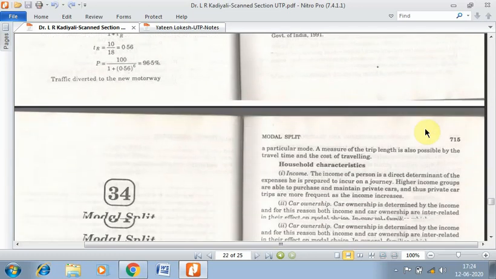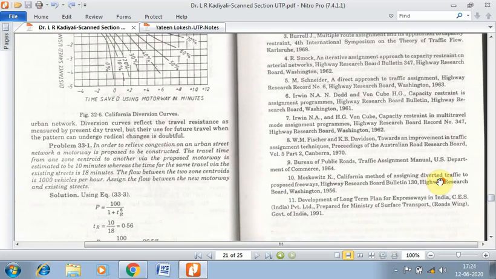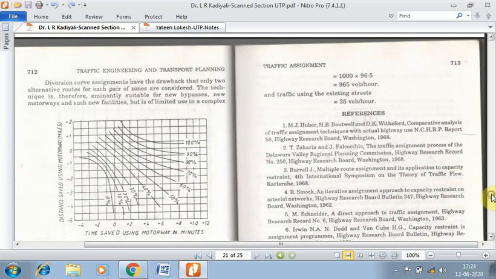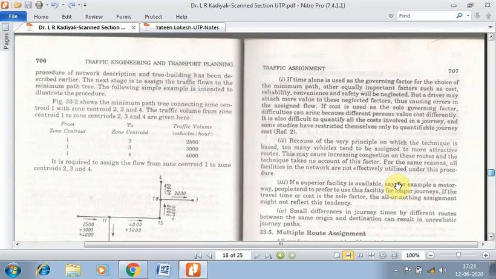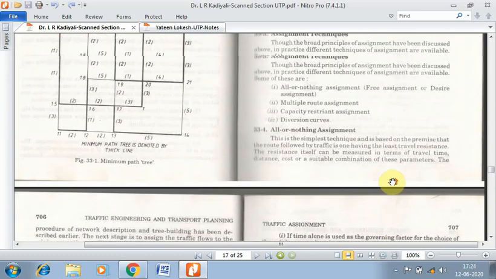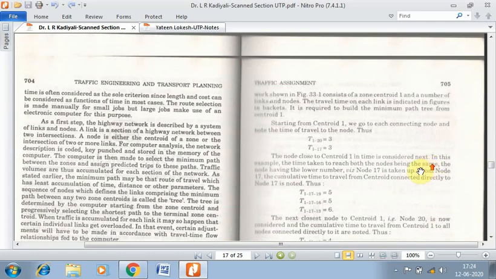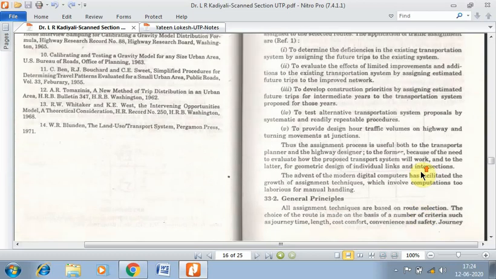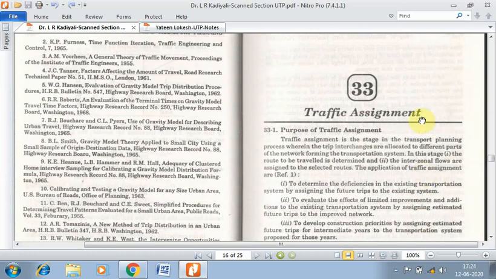So this is the end of the third stage of transport planning that we have already discussed, which is nothing but traffic assignment. Any doubts regarding any of the techniques that we discussed, you can get back to me and get them clarified. So this is the end of traffic assignment. In the next video I'll be beginning with the last stage of transport planning, that is model split analysis.